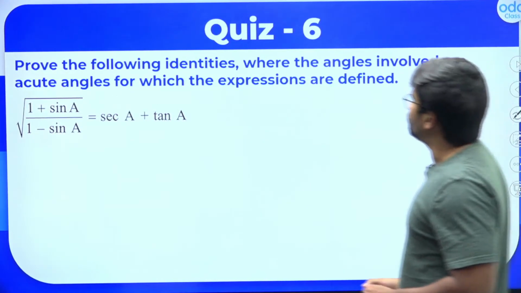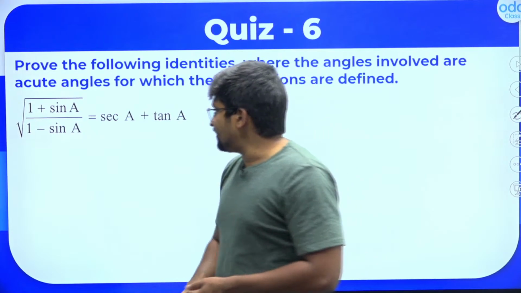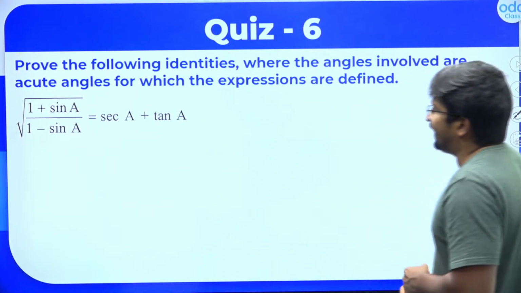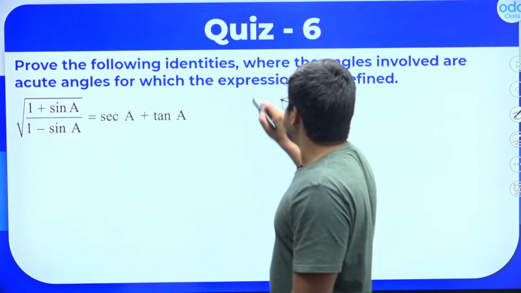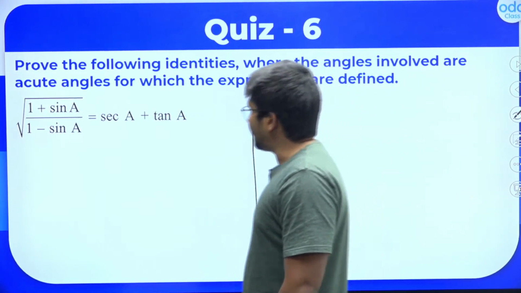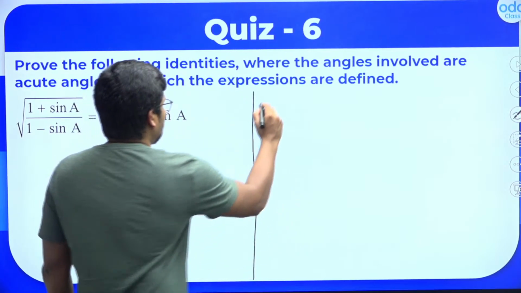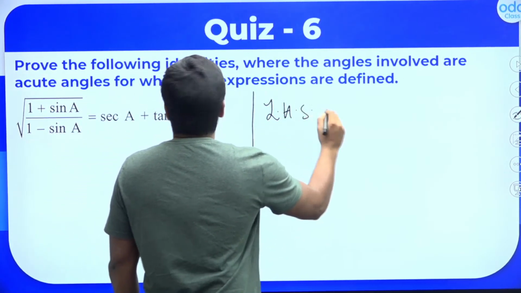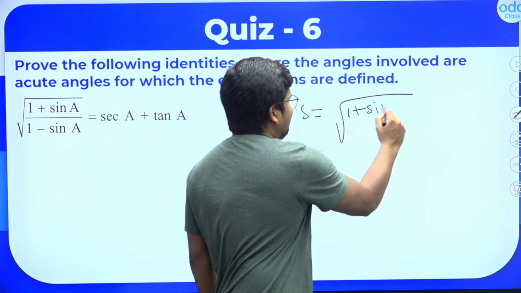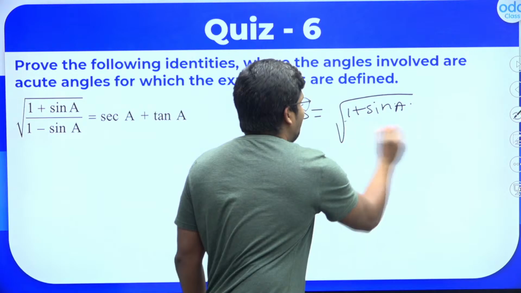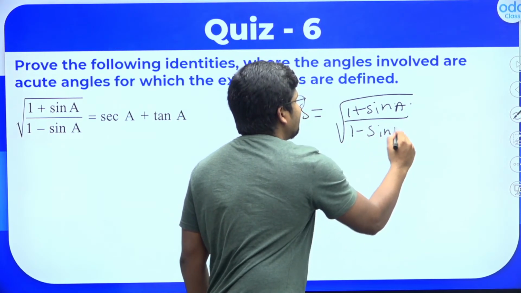Now again, let's move to the sixth question. The question is root of 1 plus sin A divided by 1 minus sin A. You have to prove it as equal to cosec A plus tan A. Okay, so in the LHS, what is there? In the LHS we have root of 1 plus sin A divided by 1 minus sin A.